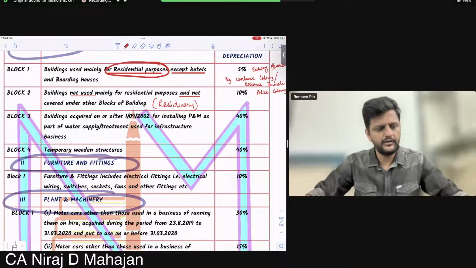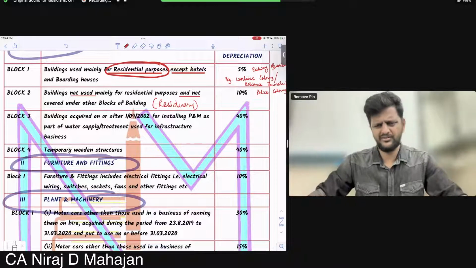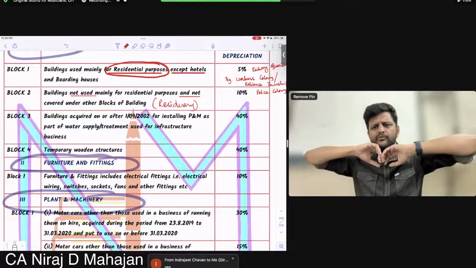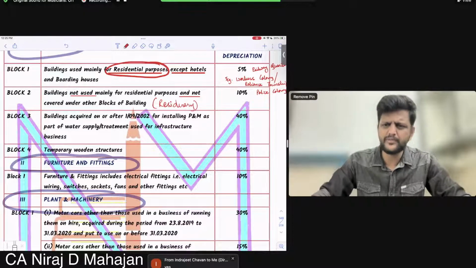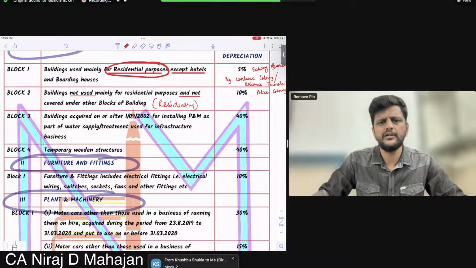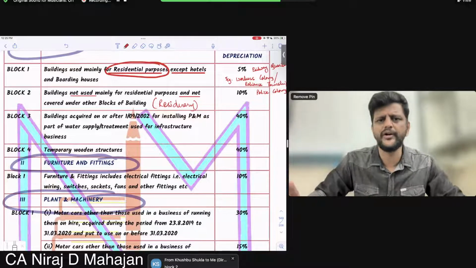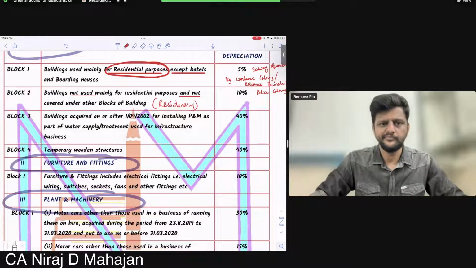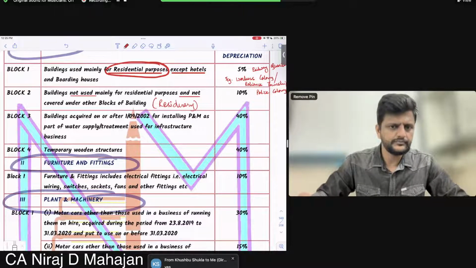Acha, forget about factory building. What if I am an IT company? Do I have a factory? No. But will I have a building or no? Yes. Big towers, a couple of big towers. All those are buildings for me. Are those buildings used for residential purpose? No, but I am making money out of that. So factory building and any other building used for work purposes normally will go under block 2. Clear or no? Should I go ahead, everybody?